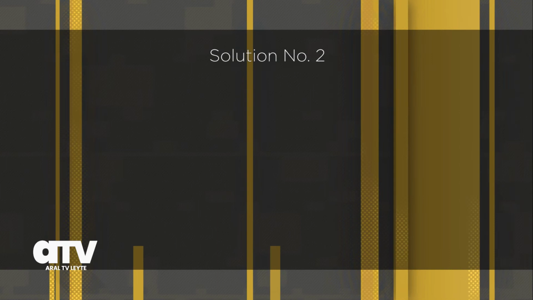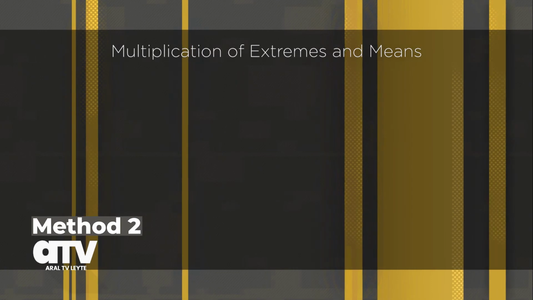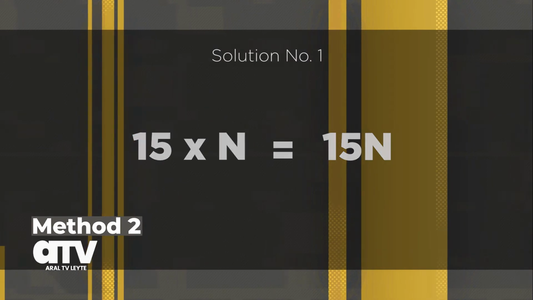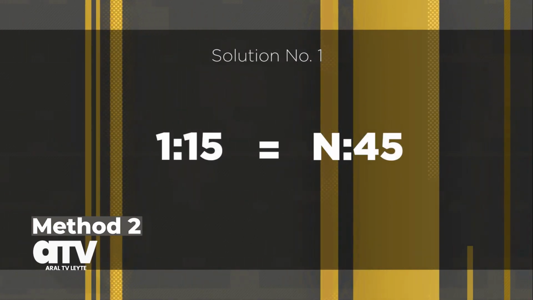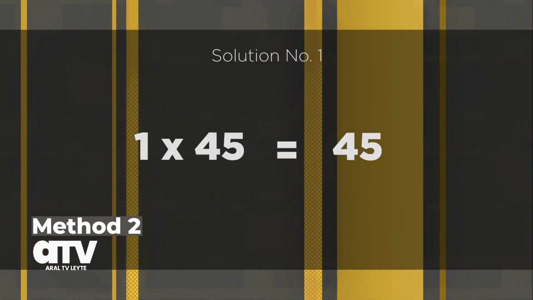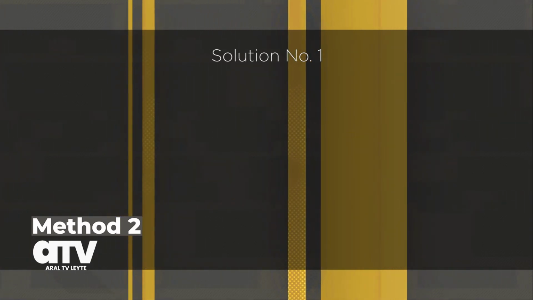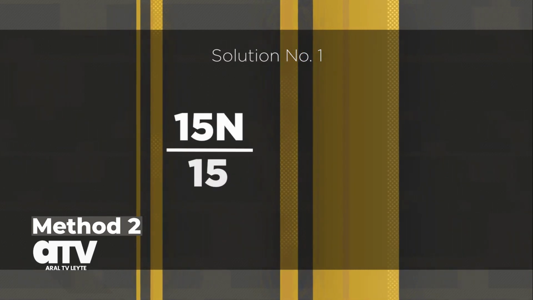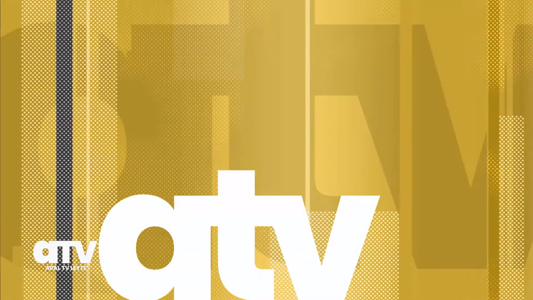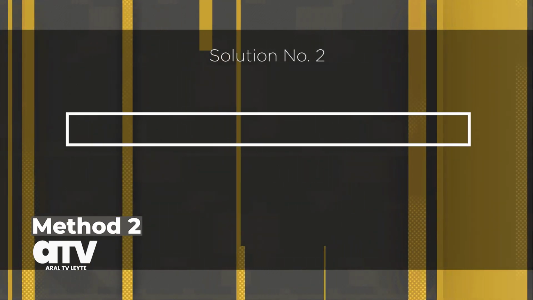Here is another method. Method number 2. Multiplication of extremes and means. 1 is to 15 as n is to 45. 1 times 45 is equal to 45. 15 times n is equal to 15n. 15n is equal to 45. 15n over 15 is equal to 45 over 15. N is 3.